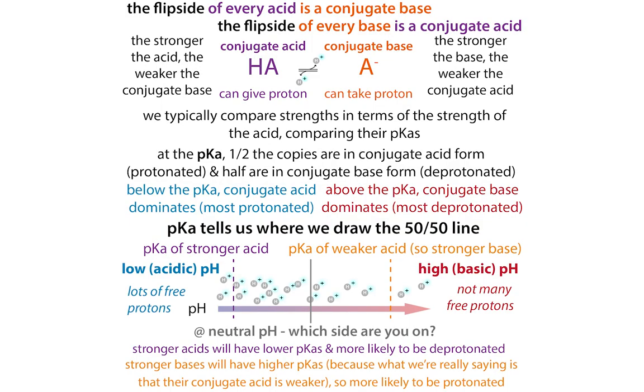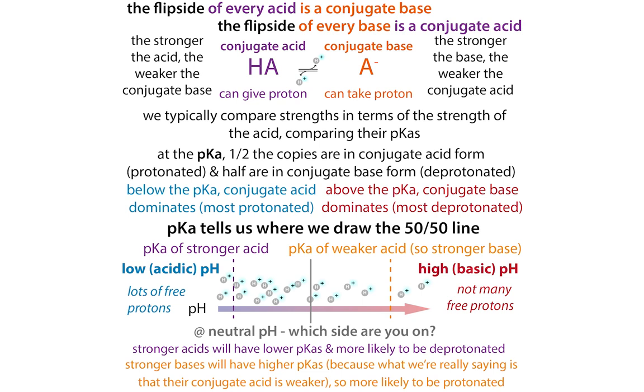Another way to think about this is the pKa is the pH at which half of it is protonated and half of it is deprotonated. If you have a lower pKa, that means you need to get to a lower pH. You need to get to more extreme conditions in order for half of it to still be protonated. And so under typical conditions, most of it is going to be deprotonated. We'll get into examples of all of this.